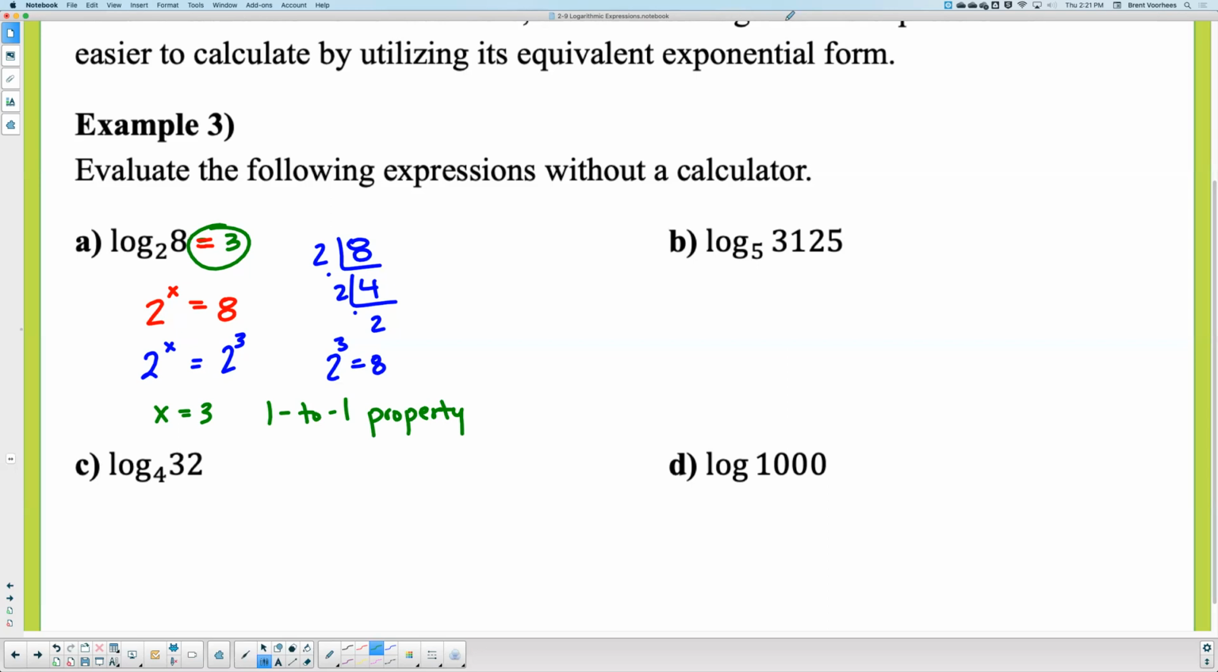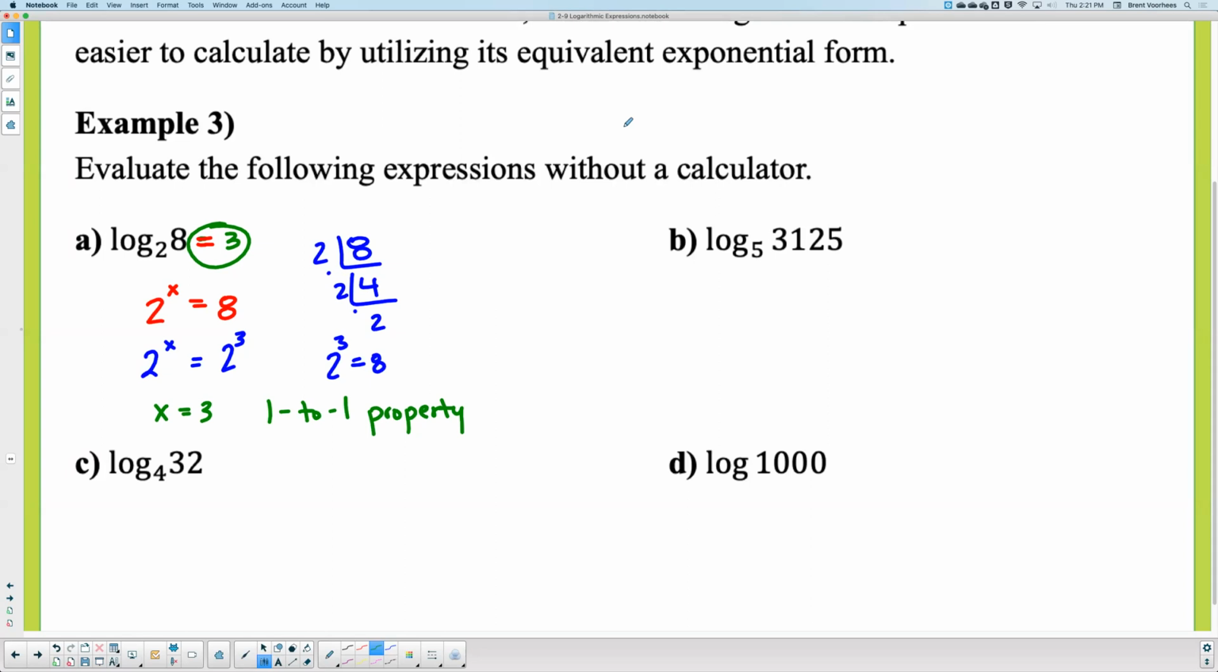Part B. All right, B. So here, again, I'm going to introduce a variable for a moment. Since it doesn't have a variable, we're going to say log base 5 of 3125 equals x. So to convert to exponential, I would say 5 to the x equals 3,125. So you take the larger number, 3,125, and you divide by the smaller number, 5.